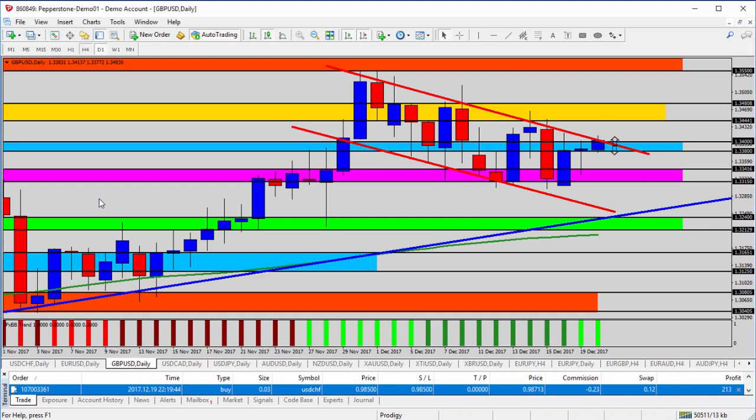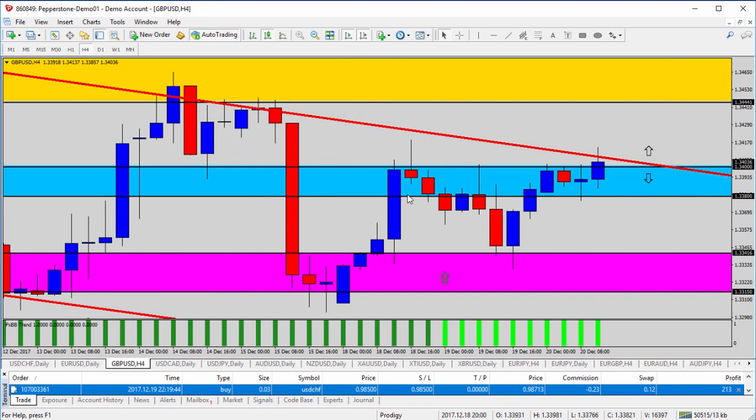Let's take it down to the 4-hour time frame. As we get down here, we can see that challenge here of the blue zone. It couldn't break it and went back down. Now we're here again. So one of two things is going to happen. It could happen in the next 20 minutes with that Bank of England governor speaking. 134 is the main area of interest for us today.